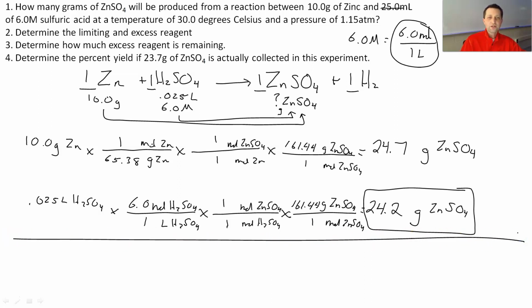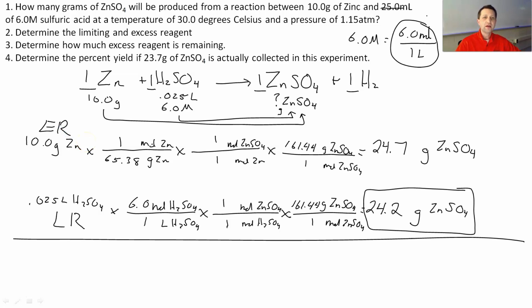All right. Question 2 says determine the limiting reagent and excess reagent. So remember, the limiting reagent is not zinc sulfate. The limiting reagent is a reactant that you run out of first. So it looks like sulfuric acid is going to run out first because it only produces 24.2 grams of zinc sulfate. And our 10 grams of zinc, that produces 24.7 grams of zinc sulfate. So this is our limiting reagent, it is the sulfuric acid, and our excess reagent is the zinc.